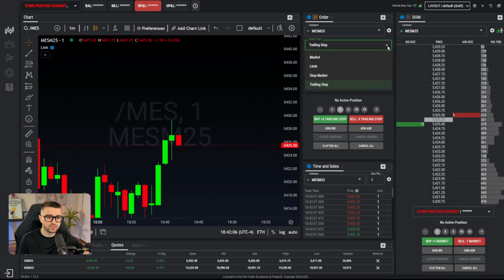Again, those are going to be the 4 types of orders you will find in the ProjectX TopstepX platform.